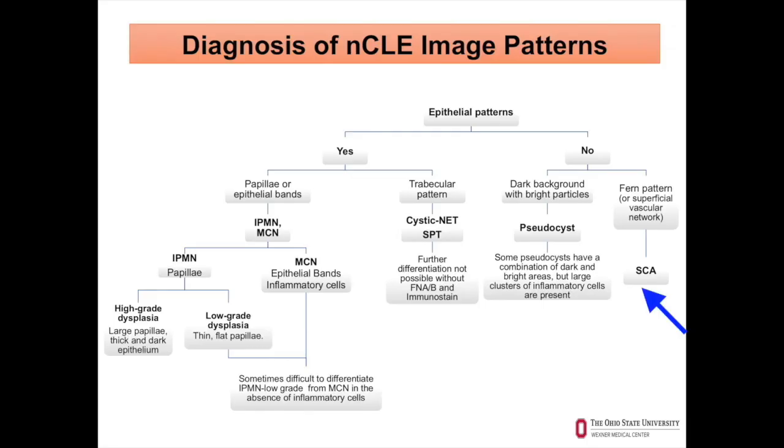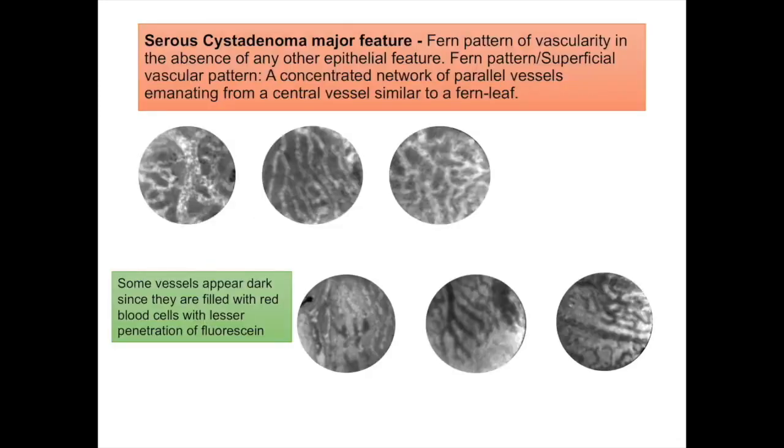The next cyst type we will discuss are pseudocystadenomas. These don't have an epithelial pattern but rather have a very characteristic vascular pattern, the so-called fern pattern of vascularity. Here you see multiple blood vessels which branch off from a central blood vessel, and these tend to run parallel to each other. You might see these blood vessels packed with RBCs.